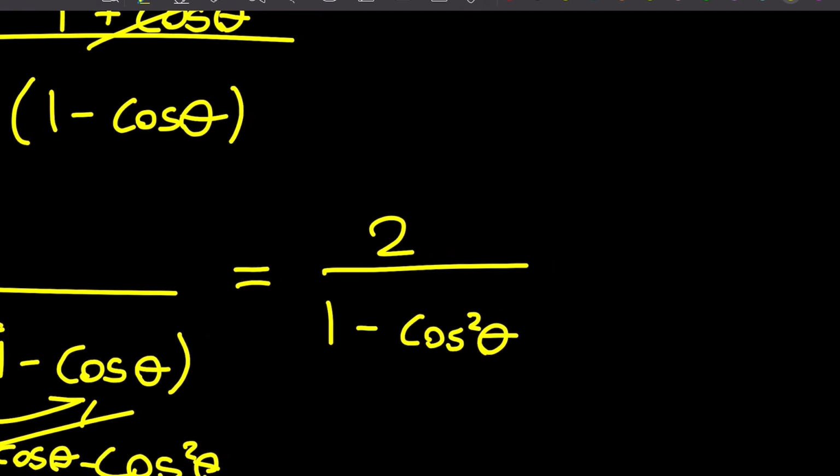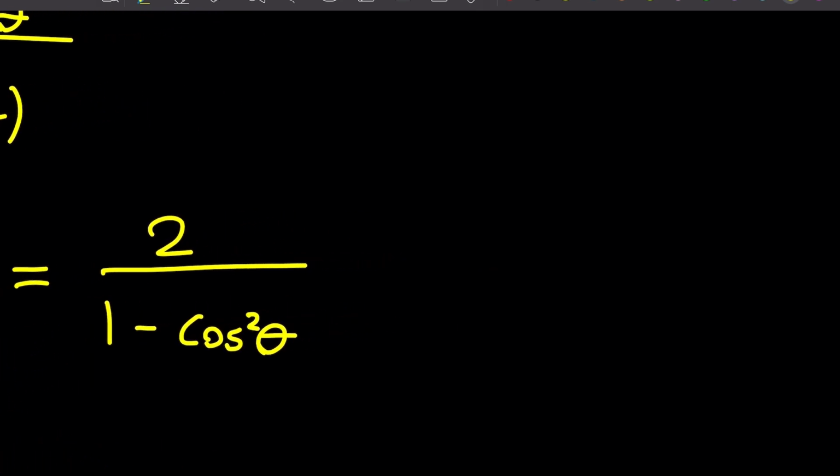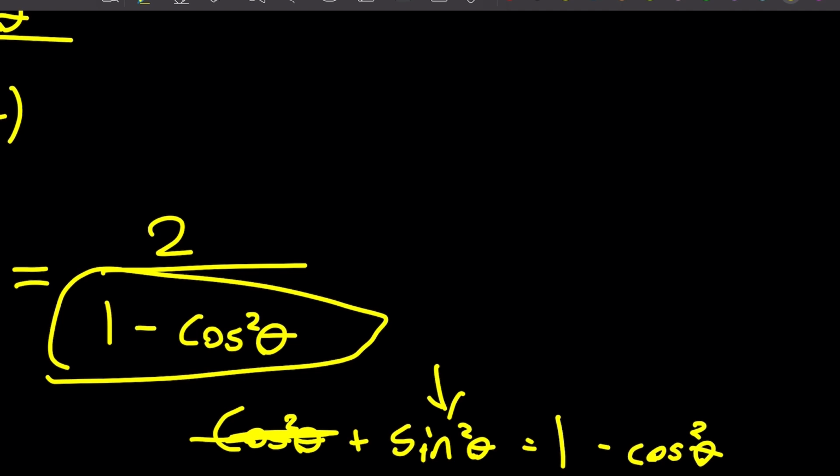Now, if you remember from the fundamental identity that I've been talking about this whole video, cos squared theta plus sine squared theta equals 1, then 1 minus cos squared theta is going to just be equal to sine squared theta. So that means we can replace this denominator by sine squared theta. So we'll have 2 over sine squared theta.